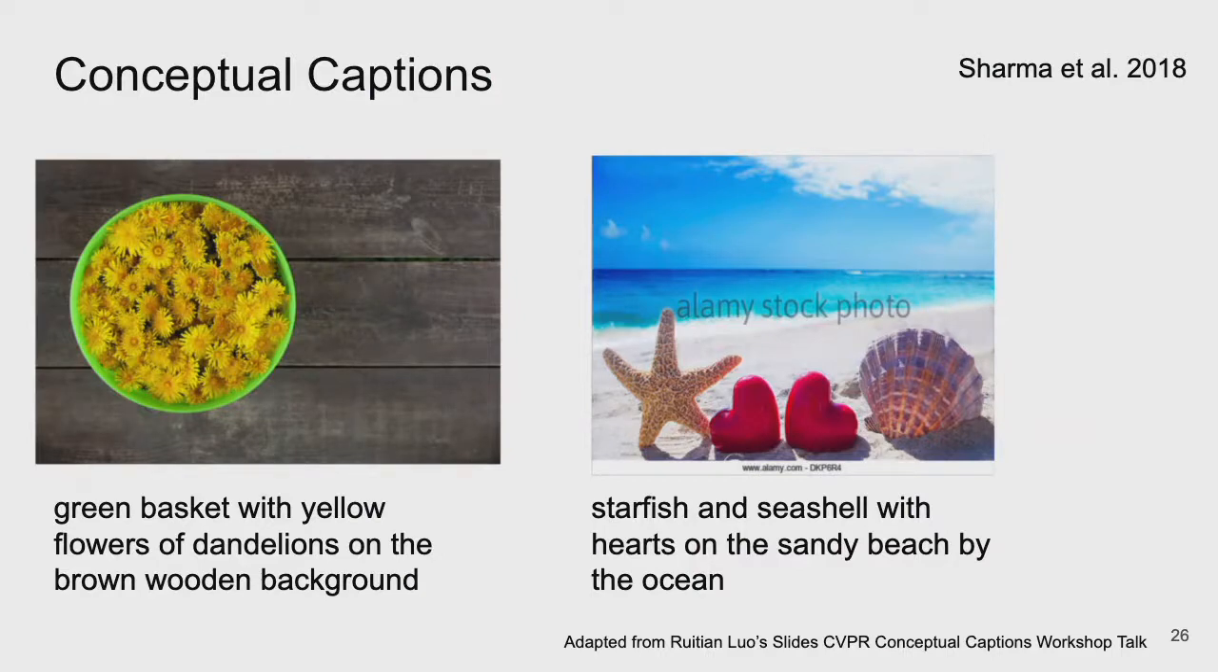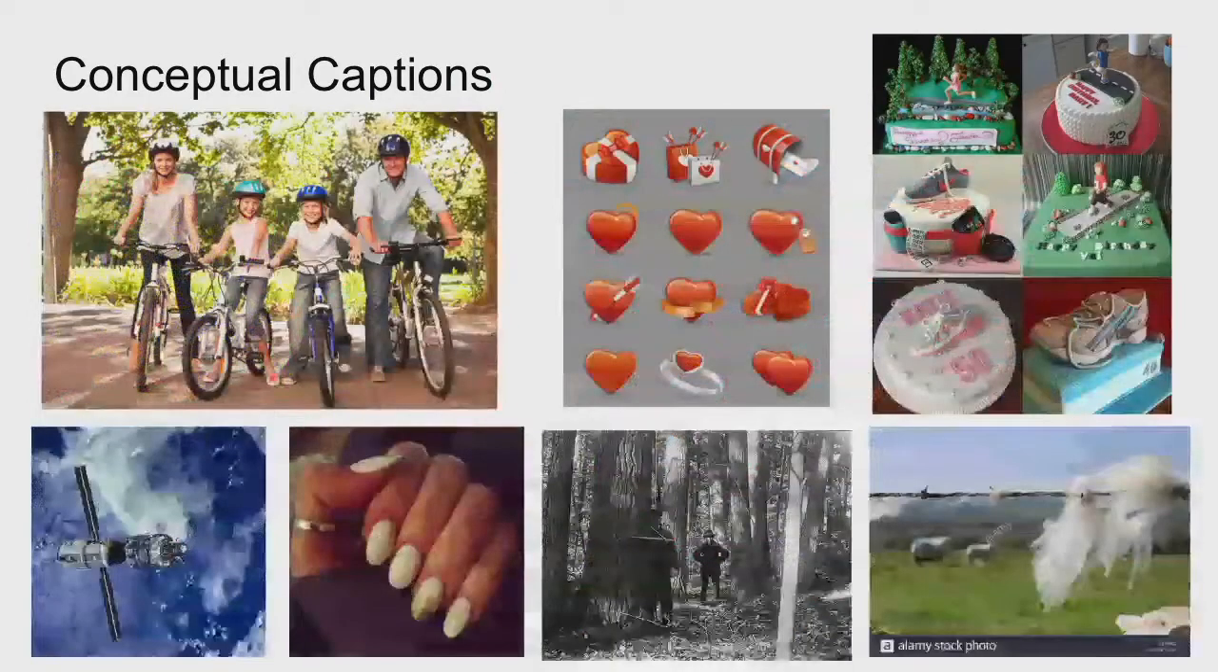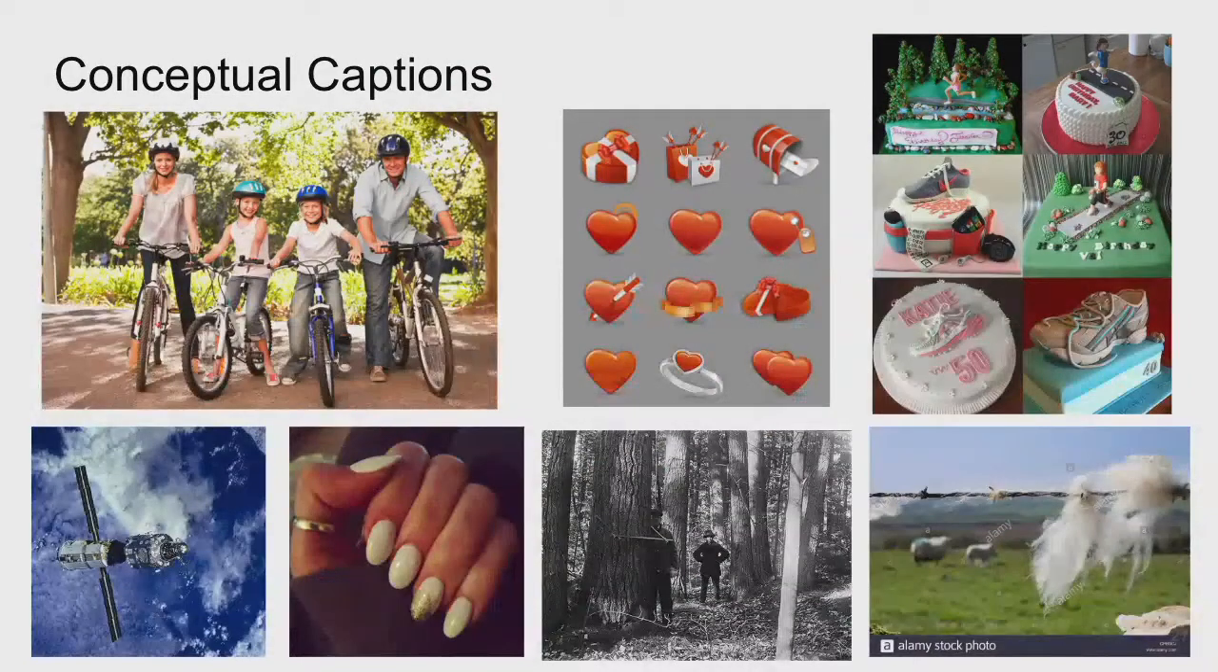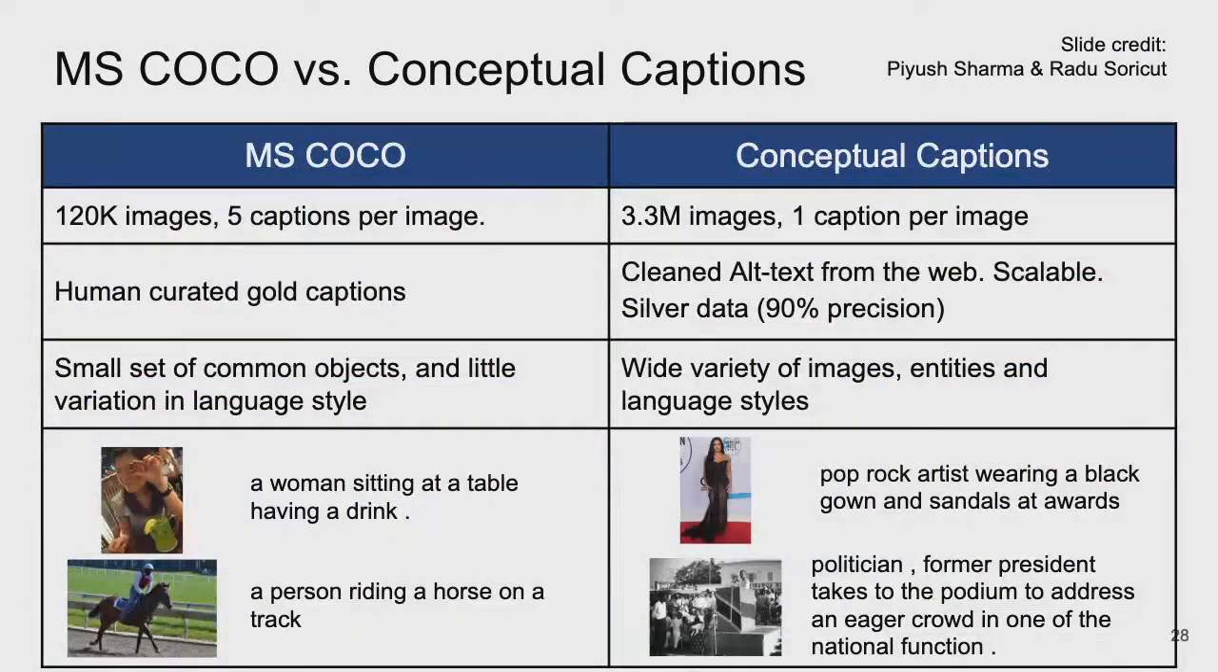But you can see that the images may be different from what Google has. And if you look more into this, you can see all these diverse domains and visual objects: outdoor, indoor, out of this world, zoomed in, abstract, multiple objects, black and white, and color images. To summarize, Conceptual Captions is an order of magnitude larger than MS COCO, even though we have only one caption per image. Even though they are not gold captions, human evaluation shows this data has 90% precision. And you get a wide variety of images, entities, and language styles, as you can see in this example.